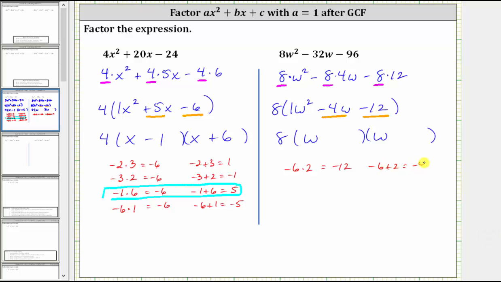Well, notice that negative 6 times positive 2 is negative 12, and negative 6 plus 2 is equal to negative 4, and therefore the winning factors are negative 6 and positive 2, which means one binomial factor is w minus 6. The other binomial factor is w plus 2.